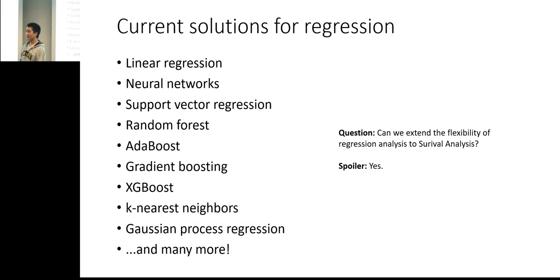But compare survival analysis to regular regression. You've got so many options. You've got linear regression, neural networks, support vector regression, random forest, AdaBoost, gradient boosting, XGBoost, k-nearest neighbors, Gaussian process regression. I'm only touching the surface here. There are probably hundreds more methods just for regression alone. And don't even get me started on classification.